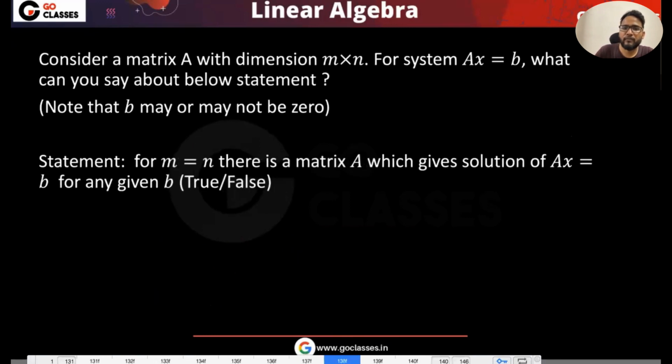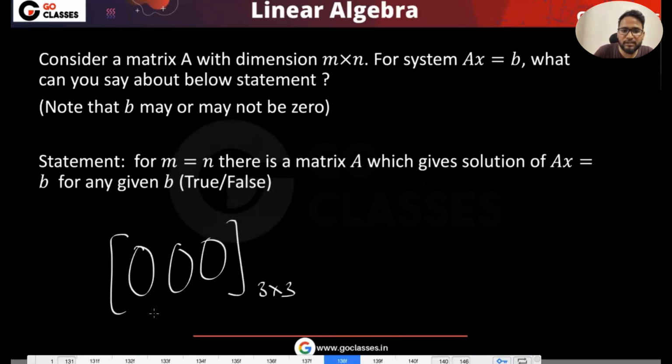Okay, let's do this. For m equal to n, there is a matrix A which gives solution of Ax equal to B for any given B. They are saying for m equal to n, maybe 3 into 3. So this is in R3, this is in R3, this is in R3. There is a matrix which can give solution to any B. Then the answer is yes, because you can fill the space. That's why the answer is true. Everyone got it? Since you can fill the space using these 3 columns, the answer is true here.